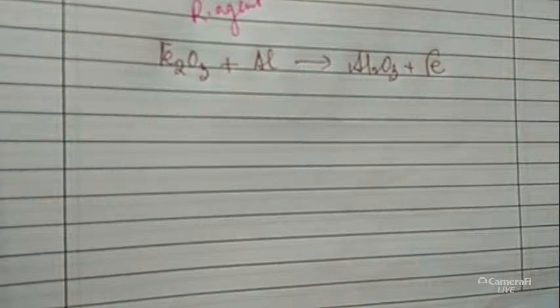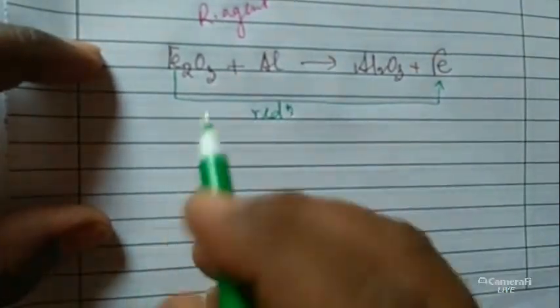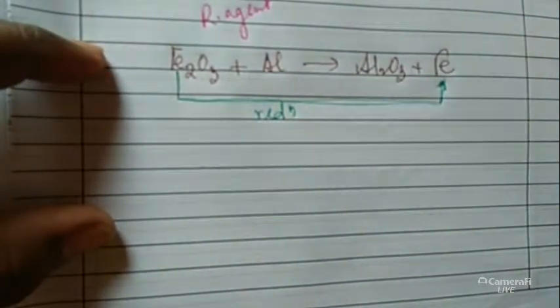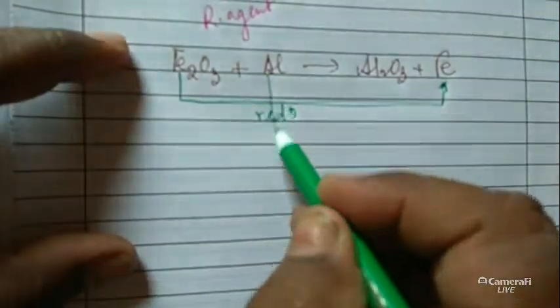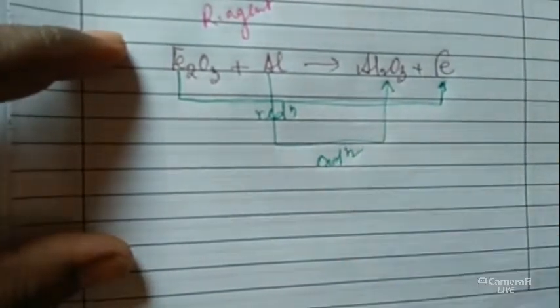So what is happening in this reaction? It is the ferric oxide that is turning to iron. If the ferric oxide is turning to iron, that means ferric oxide is showing the process of reduction. So I can say here we are observing the process of reduction, right? Because ferric oxide is losing oxygen and turning to ferrum. On the other hand, aluminium is gaining oxygen and changing to aluminium oxide. So here oxidation has taken place.